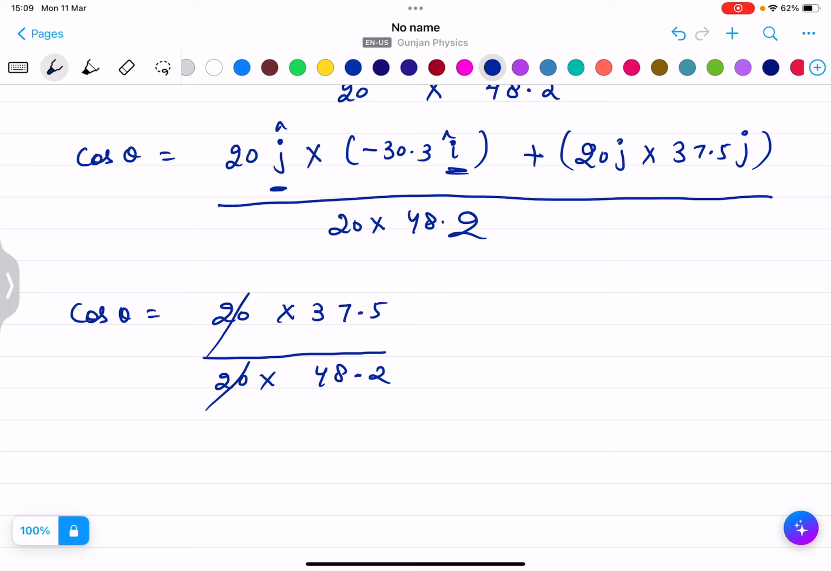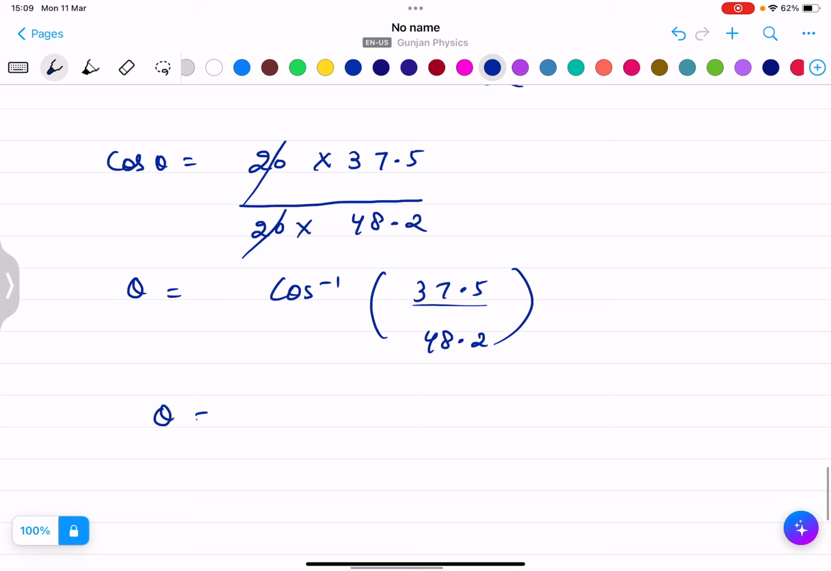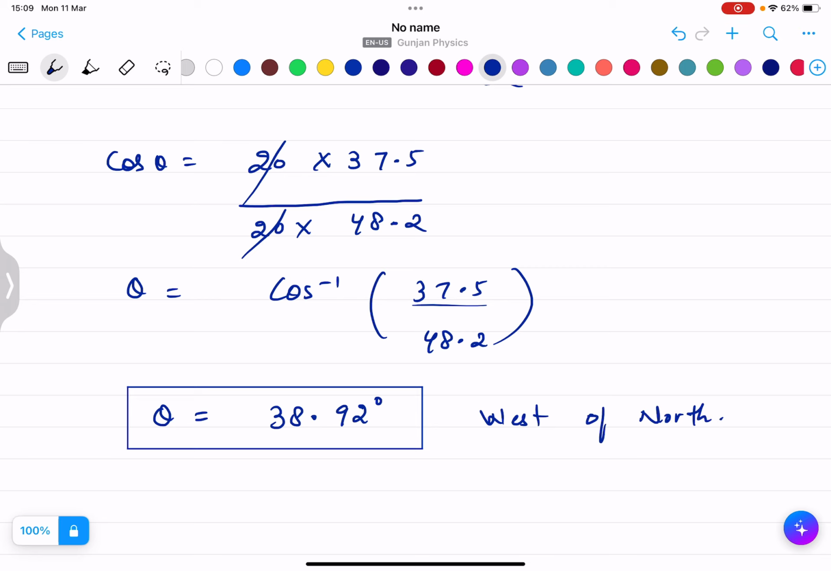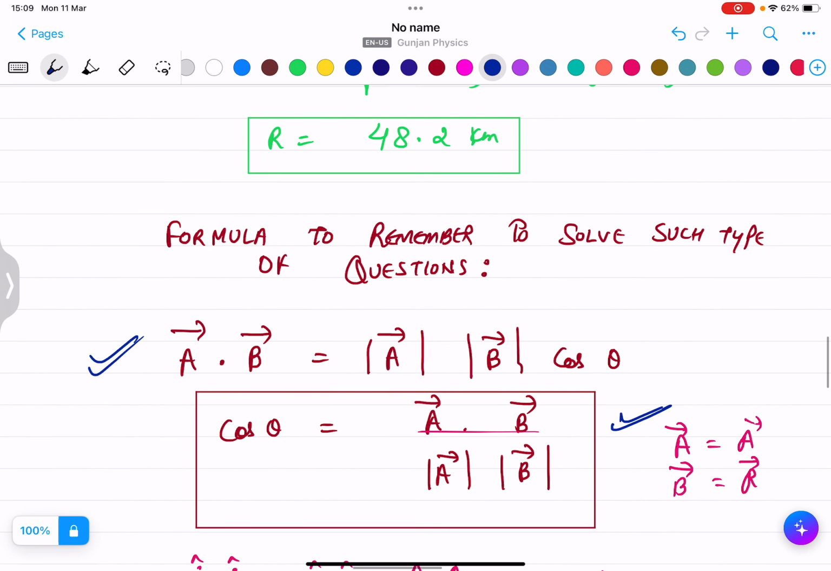The 20 and 20 cancel out, and theta will be cos inverse of 37.5 upon 48.2. That means theta is 38.92 degrees, and the direction here is west of north. So if you need to solve these types of numericals, you need to remember this formula. Okay, thank you so much.